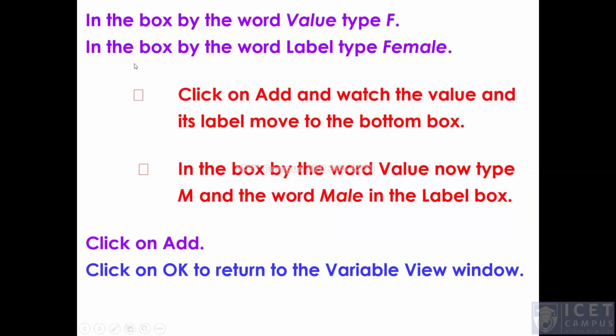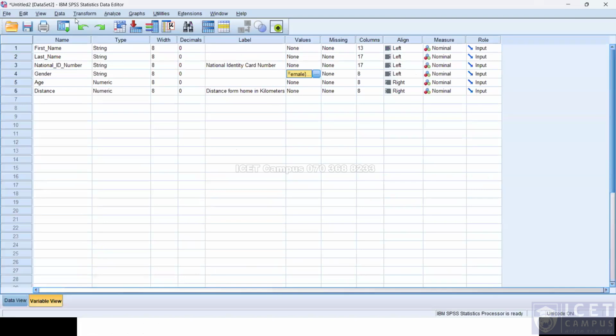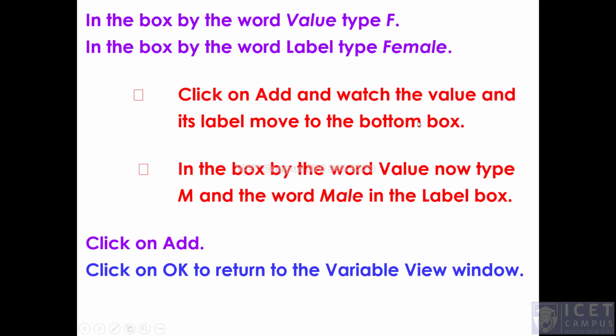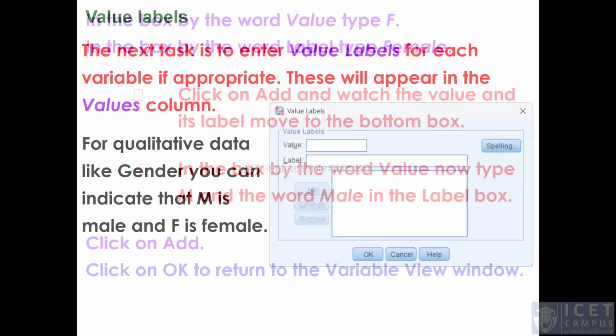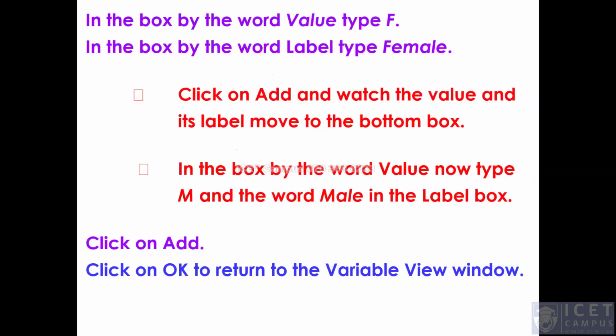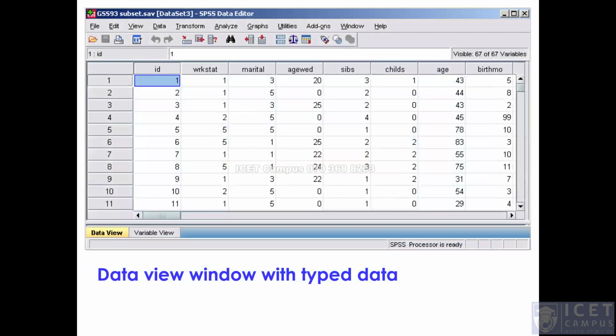In the box of word value type F, in the box of word labels type female, right? So if you put F, it will take it as female, and likewise male. Click add to move the value and label to the bottom box. Click on add. Click on OK to return to the variable window. So here it's clearly mentioned.